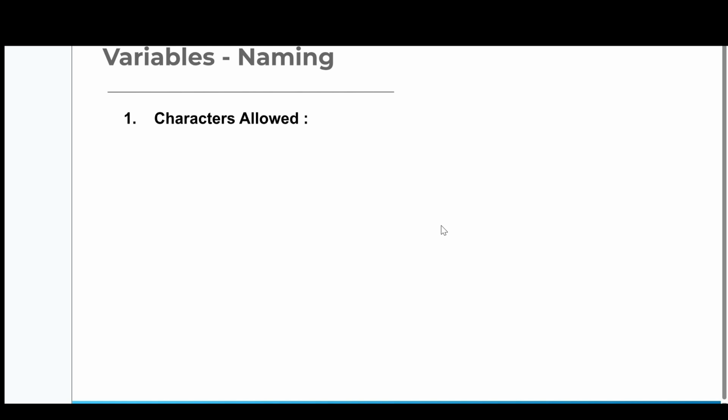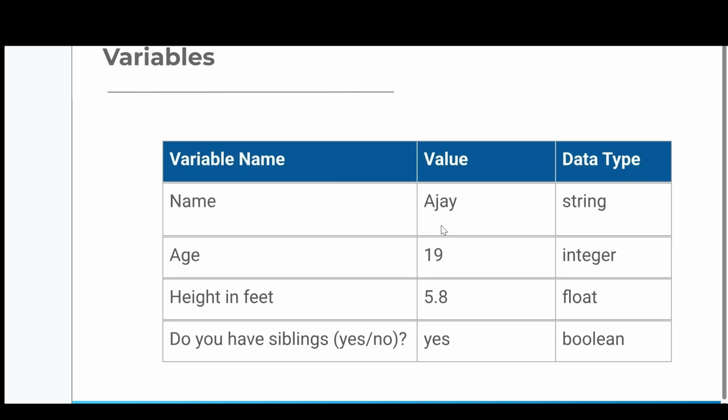Okay, let's begin today's session, C class. In this session, we will discuss what variables are. Variables: variable name, value, data type. In this table, we can observe that the first column is variable name, the second is value, and the third is data type.